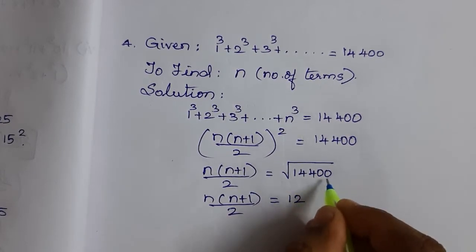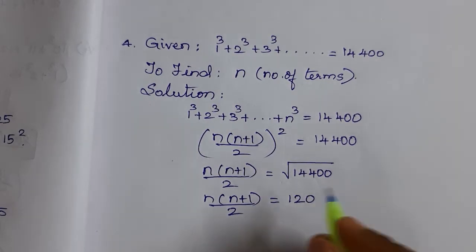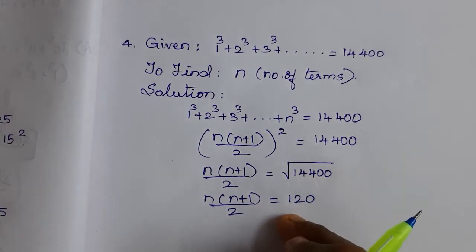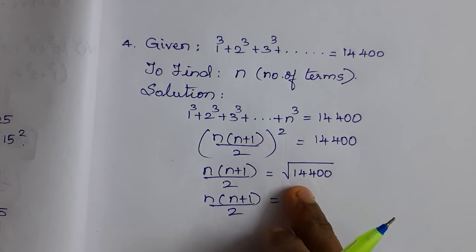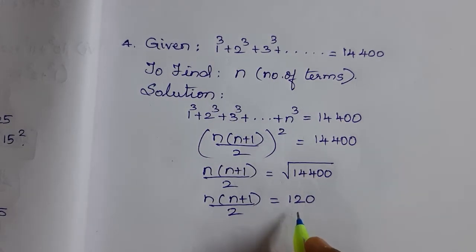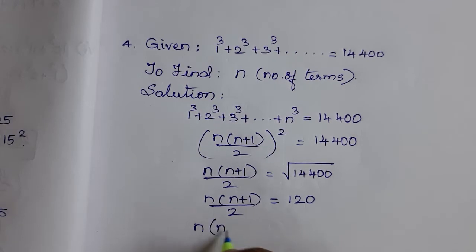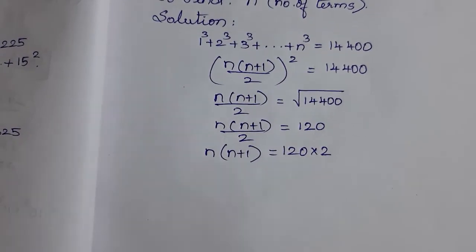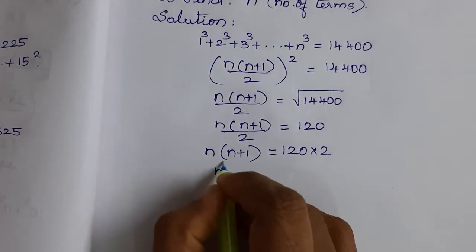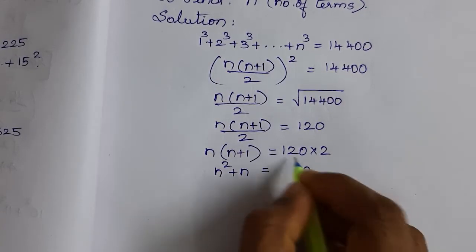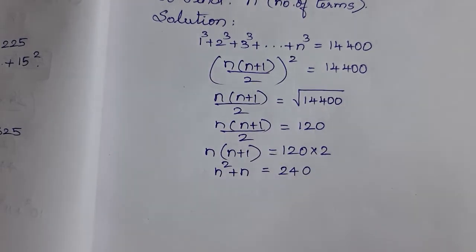So 12 and 2 zeros, I'll just take 1 zero. So the square root of 14,400 is 120. I'm just teaching you in a simple way, or else you have to do long division in order to find the square root of 14,400. Now by cross multiplying, I'll get n(n+1) equal to 120 into 2. Now multiplying, n into n is n squared plus n into 1 is n, which is equal to 120 into 2, which is 240.